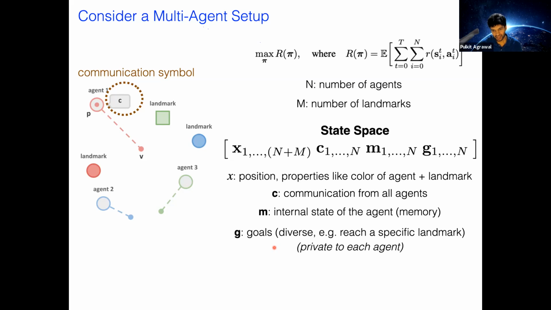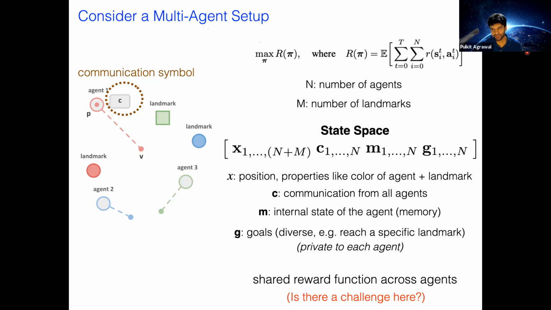Again, I'm going to re-emphasize that the reward function is shared across agents, in the sense that what we're trying to find is a policy pi which maximizes the sum of rewards. For simplicity, let's assume that each agent has the same policy pi, and we are trying to maximize the sum of rewards.